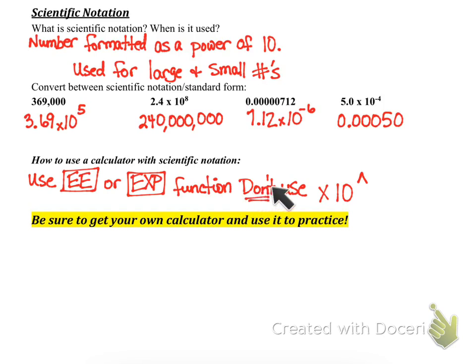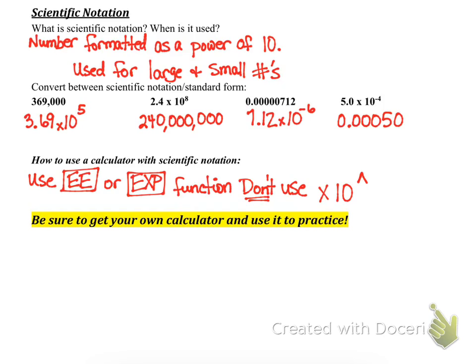What you don't want to use is the times 10 to the caret. Like, don't put these functions all in separately. It will work sometimes, but there are times when it doesn't work, and it's really hard to explain when it doesn't work. So the best thing to do is just to use your calculator like it's meant to be used, and that's to use the scientific notation function.